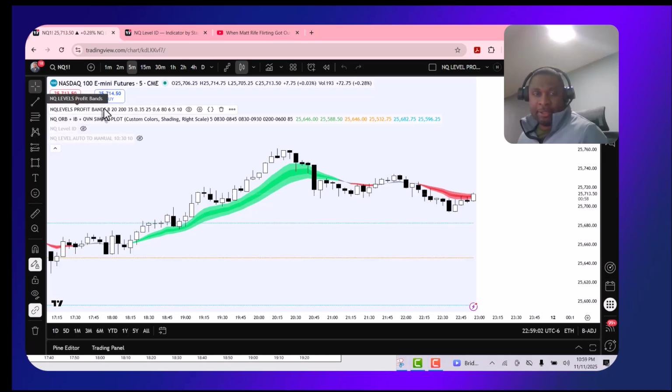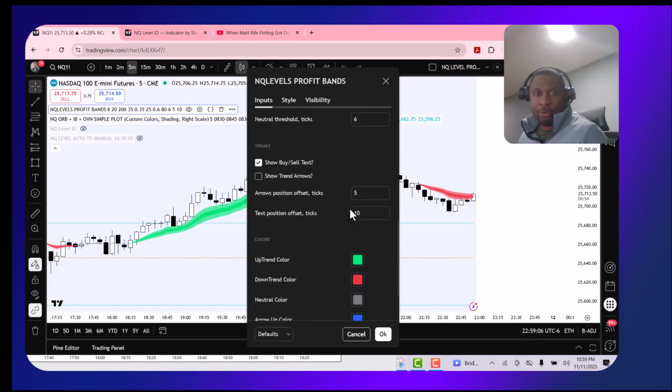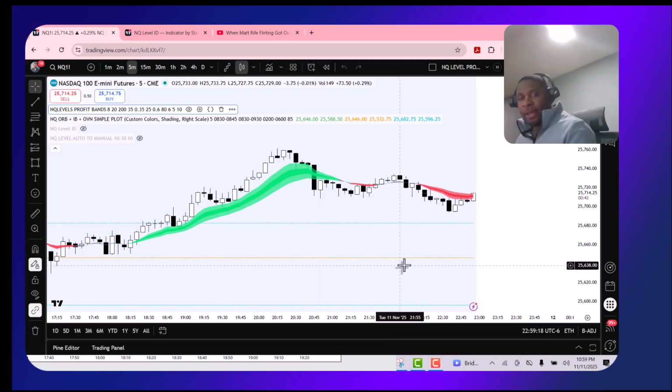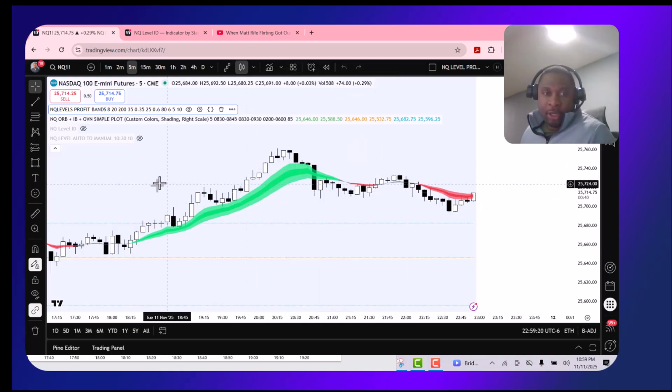levels profit bands. The first thing you want to do with the indicator is go to settings and go down to show buy sell text. Check this box. It is going to initially be unchecked. You can leave everything else the same. You can change the colors if you want, but you can leave everything else the same. And then we'll jump over to the indicator here.